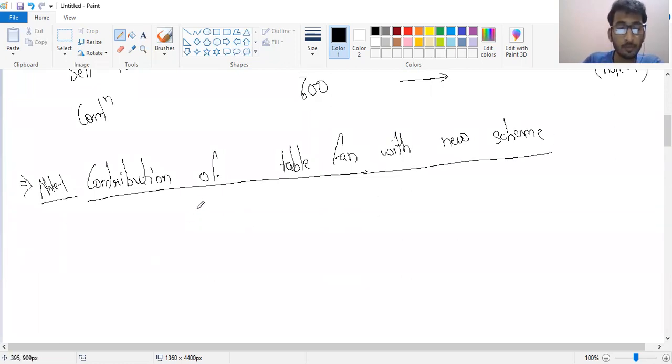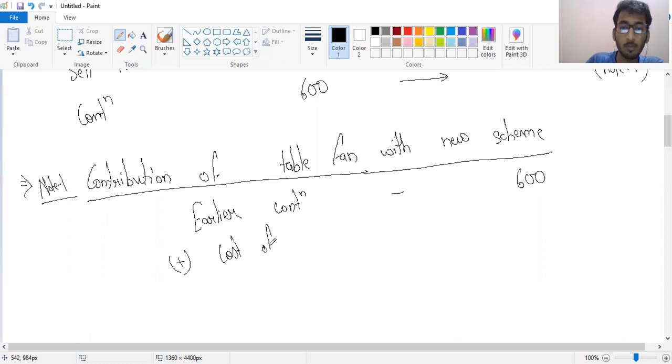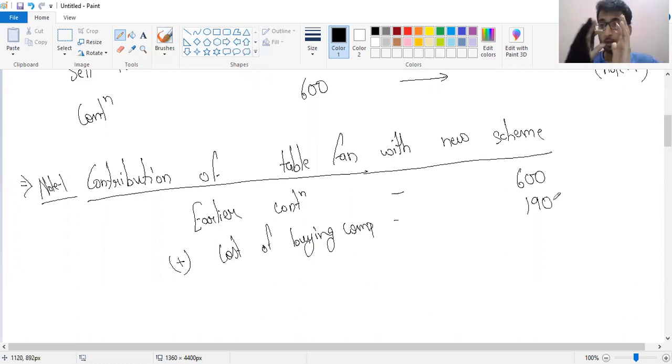So I can say earlier contribution was 600 rupees, cost of buying the component was 190 rupees. Earlier we were buying the component, and after reduction of 190 rupees, we were having the contribution. We were having the contribution since it is given that the 600 is the amount of contribution.